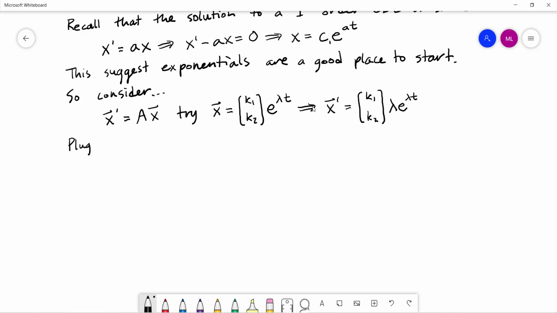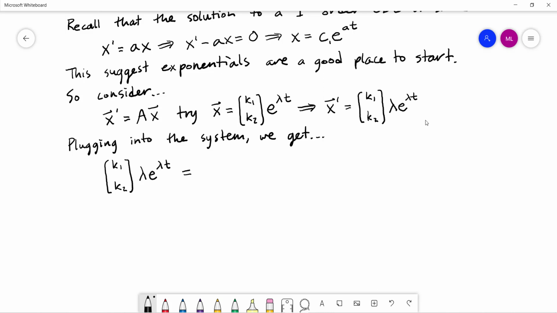And so this is basically what we've got. Plugging these into the system, we get something that looks like this. On the left, we have x prime, so that's going to be this term over here: k1, k2 times lambda e to the lambda t. And on the right, we have A times the original x. So some matrix, I'm just going to call it A, we'll leave it as a capital letter, times that vector. And x we have listed right here is k1, k2 times e to the lambda t.